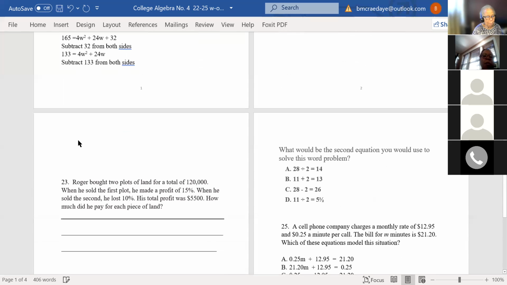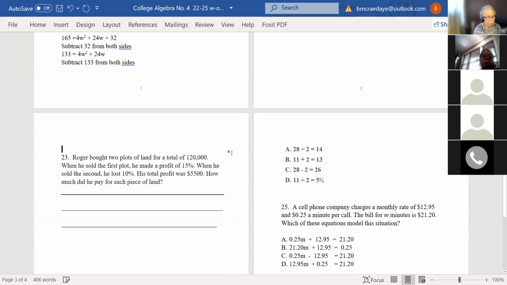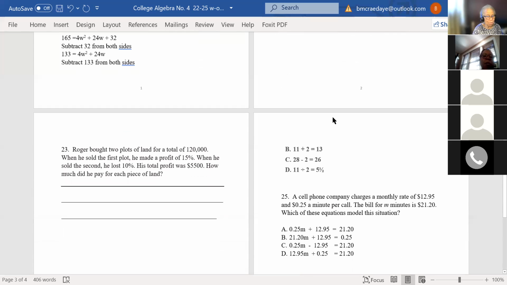23. Where's 23? You see it? Roger bought 2 plots of land. And how much did he spend? 120,000. He made a profit on the first plot of 15%. He sold the second and lost 10%. His total profit was $5,500. How much did he pay for each piece of land?